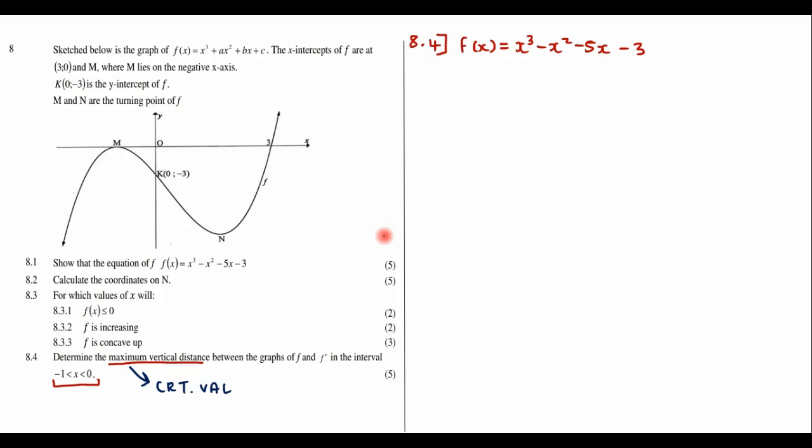And then my question will be this: what are the critical values of this graph, right? Now the critical values of this will be the x-intercepts and the turning points, right? So in this case, I'll start with the x-intercept, right? Now the x-intercepts here will basically be the points that we have.